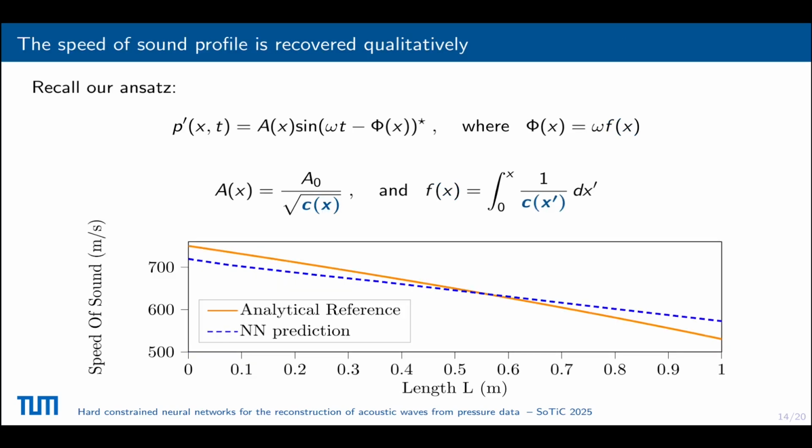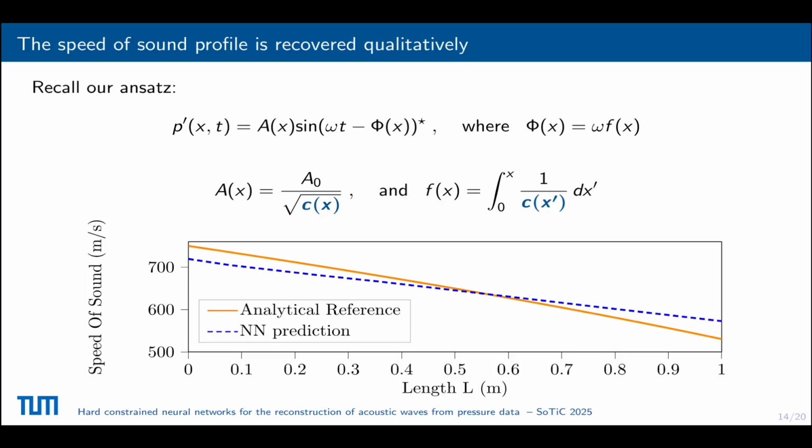Focusing now on the actual speed of sound, we have to take the derivative of f of x. And here we can see that, well, the general shape of the profile is recovered nicely. So we have a qualitative recovery. We are lacking the correct slope to some extent, and thus have some mismatches towards the beginning and towards the end of the channel.